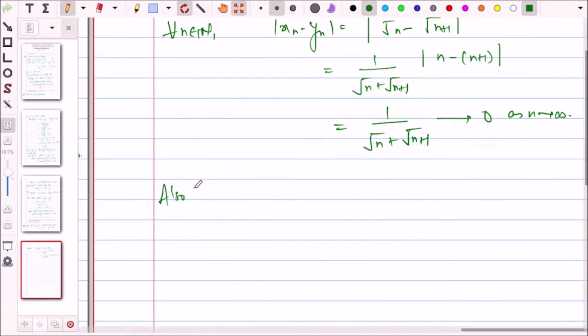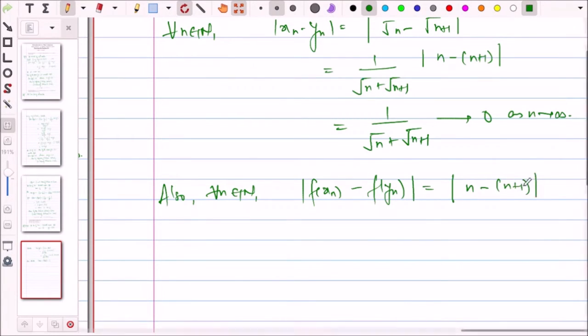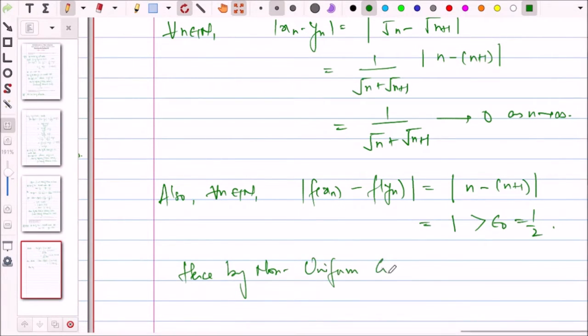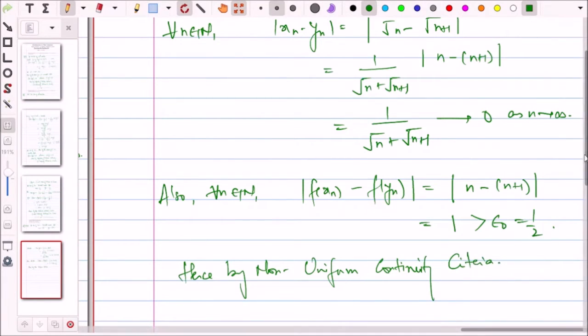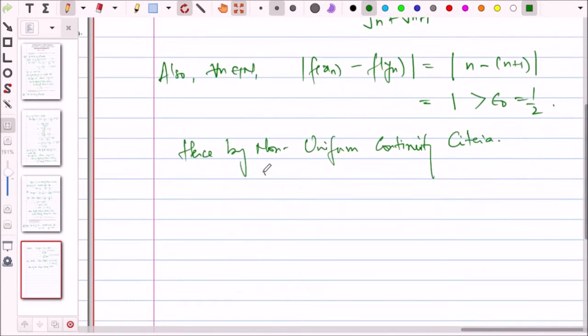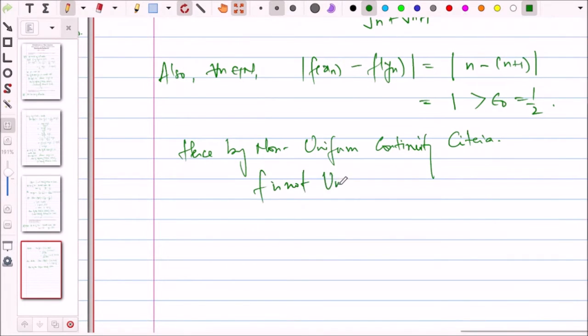Also, for all n belonging to N, f of xn minus f of yn is equal to n plus 1 minus n, which is equal to 1, which is greater than epsilon naught, which is equal to half. Hence, by the non-uniform continuity criteria, f is not uniformly continuous on 0 to infinity.